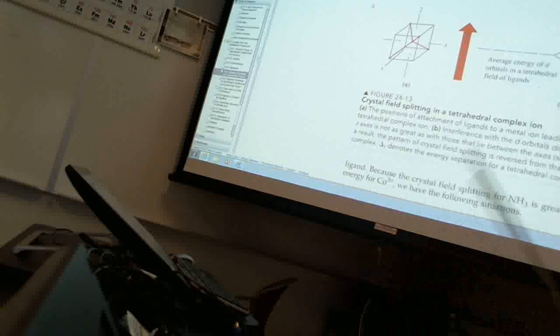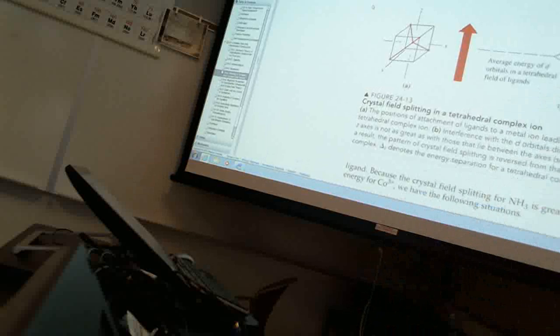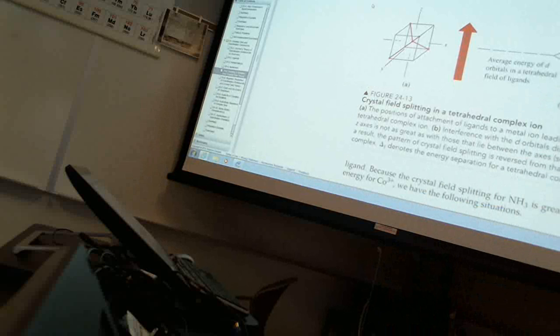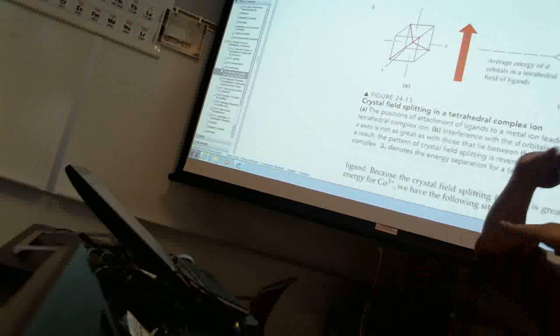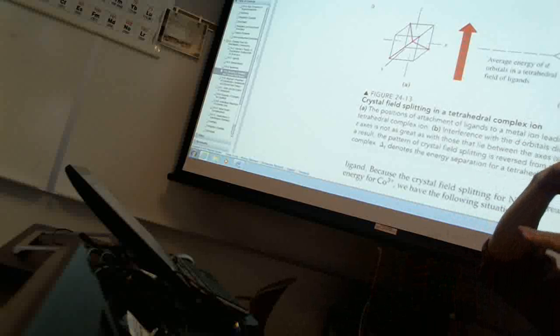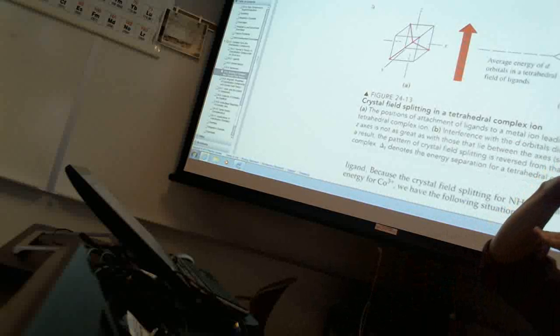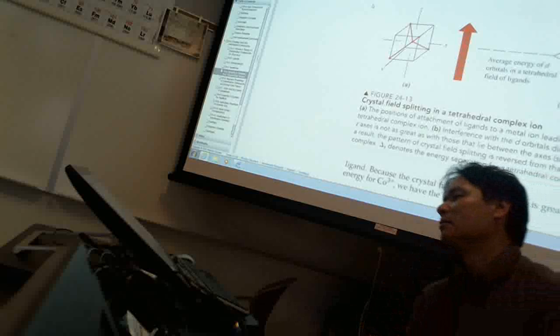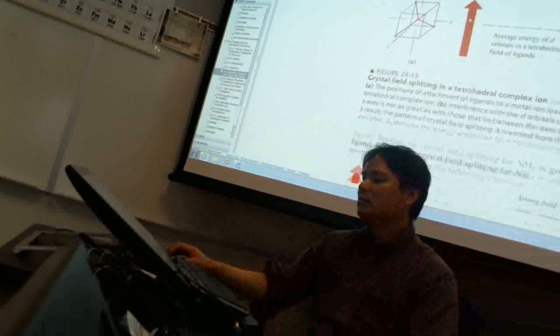And so for tetrahedral complexes, it's easy because all tetrahedral complexes are high spin, meaning you never pair, you always promote, because delta is relatively small. Now delta can change, so it'll change the colors of these, but overall delta is small.